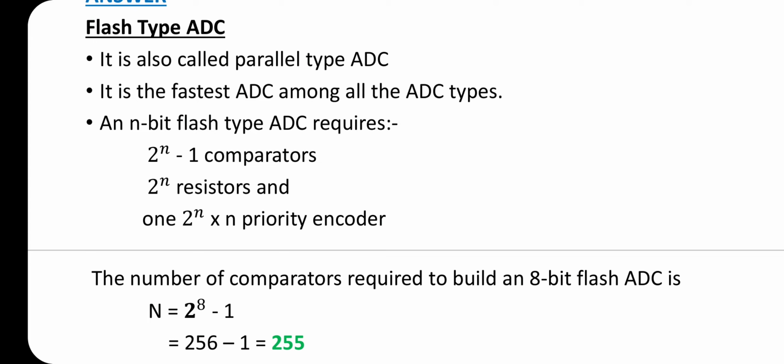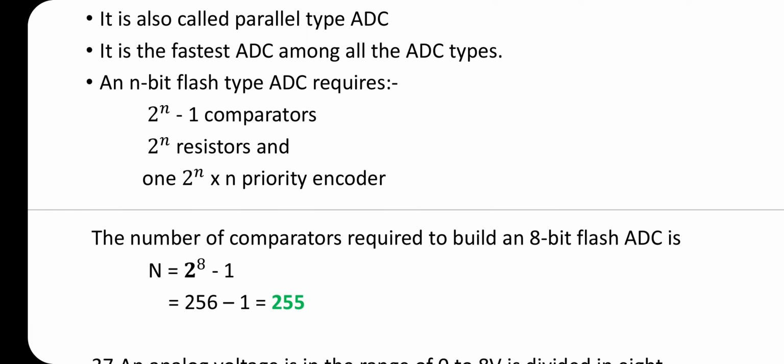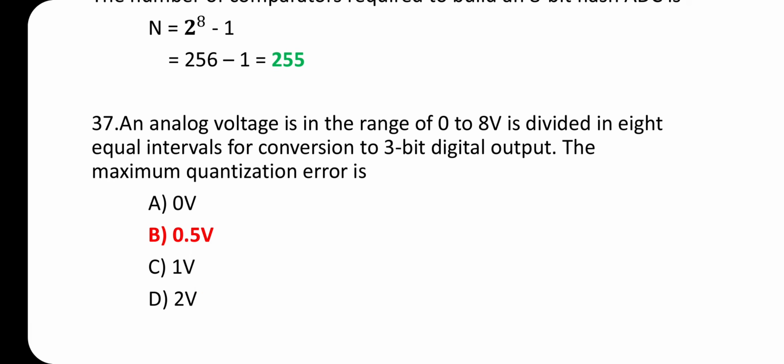The number of comparators required to build an 8-bit flash ADC is n equal to 2 raised to 8 minus 1. We get n equal to 255.